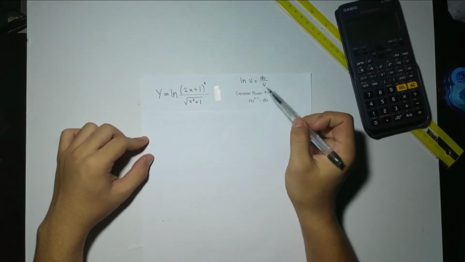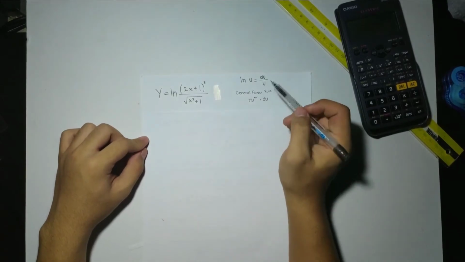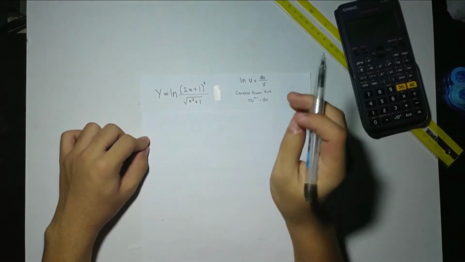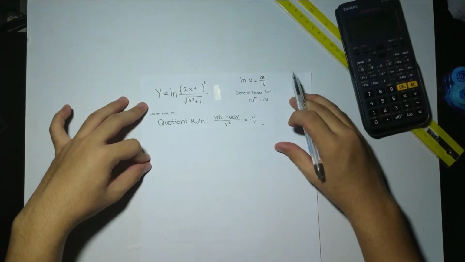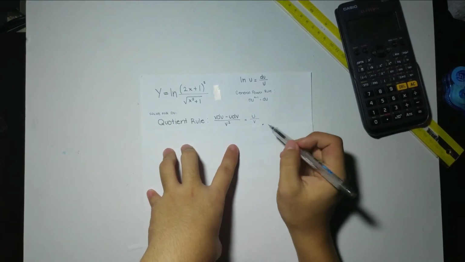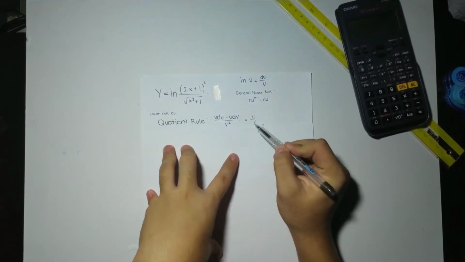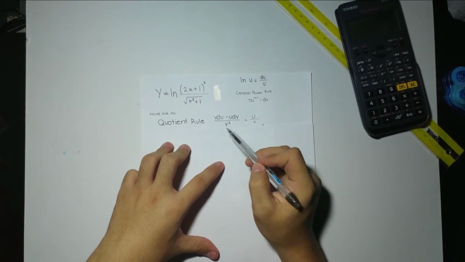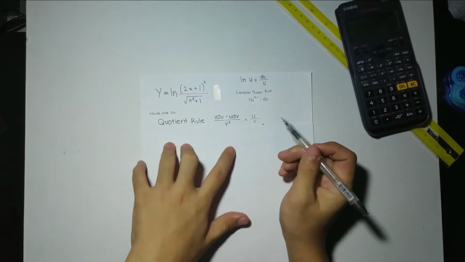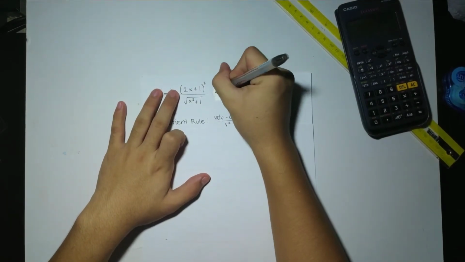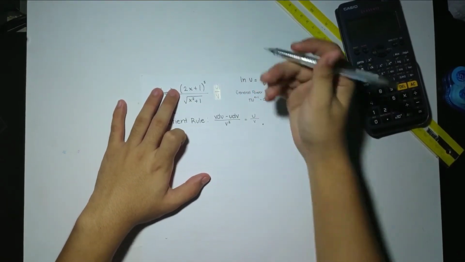And because we already have the value of u, which is this, we only need to find the value of du. And to solve for du, we would need to use the quotient rule, which states that the derivative of any function u over v is equal to v du minus u dv over v squared, which means that we could label our function u over v.